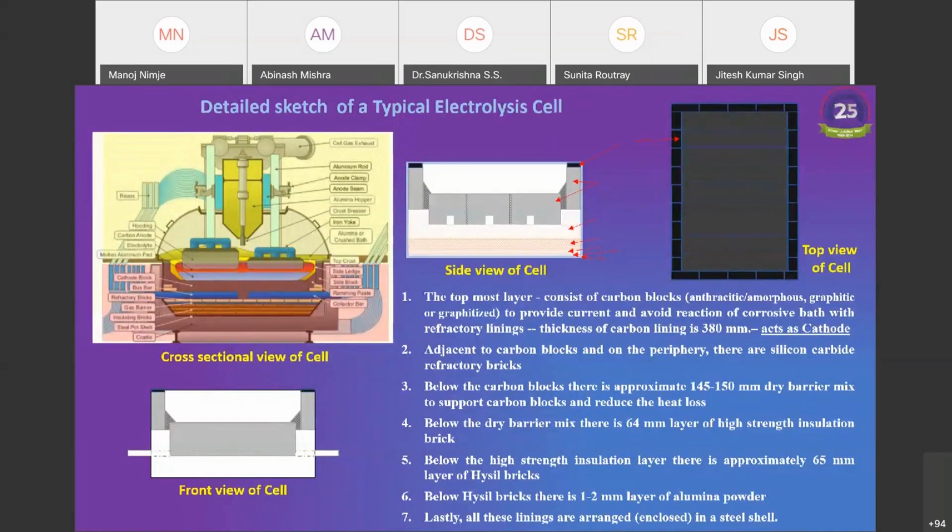The upper part is called the anodic portion, and the lower part is called the cathodic portion of an electrolytic cell. Anodic portion mainly consists of carbon anodes to carry the electric current into an electrolysis cell and alumina hopper to add alumina regularly in the cryolite. Whereas the cathodic portion mainly consists of outer steel shell to support the various refractory linings to maintain the heat balance and the carbon linings to hold the corrosive cryolite bath and carry the electric current.